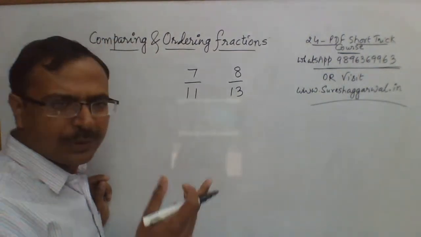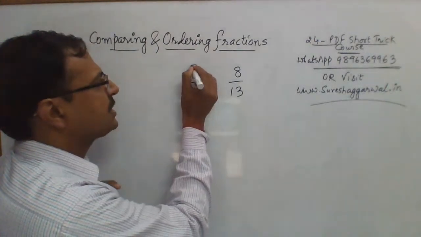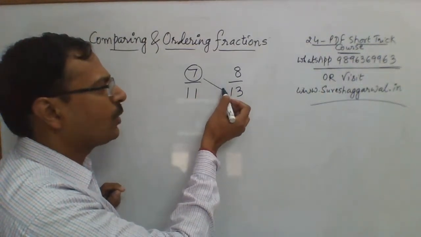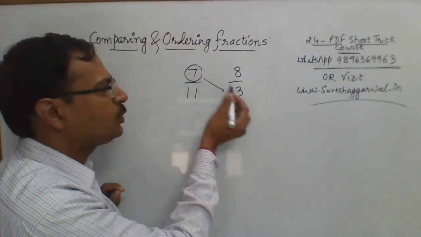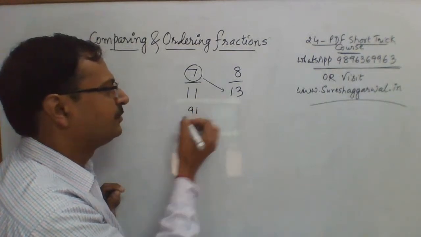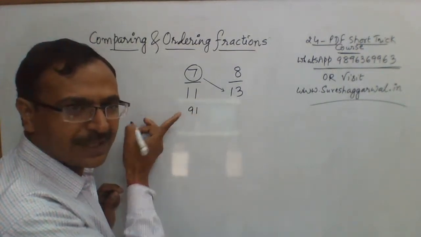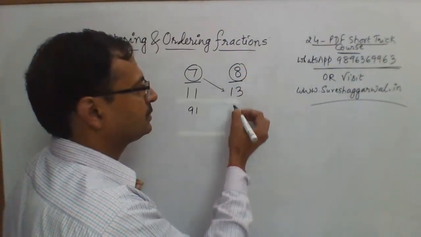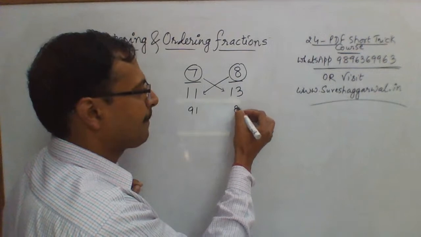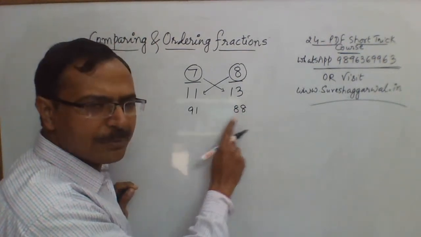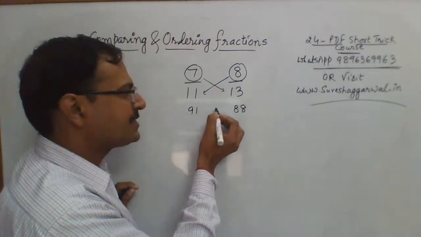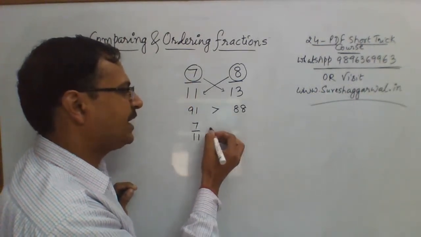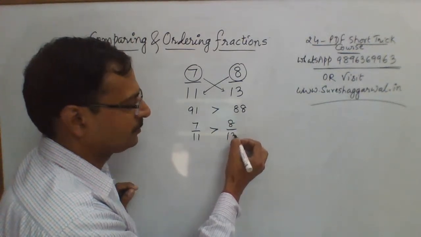What I do is, this is the numerator of the first fraction. So I cross multiply it with the denominator of the other. So 7 into 13 is 91. I will write here below 7. That's important. Below 8, I will write 8 into 11, 88. Now just compare these two numbers. 91 is greater than 88, right? So this fraction 7 upon 11 is greater than 8 upon 13. That's it.